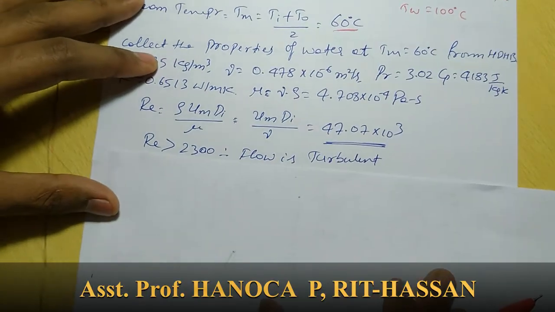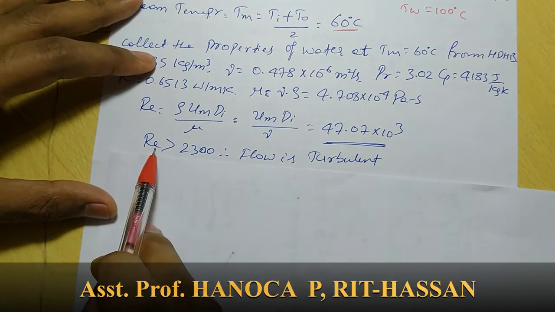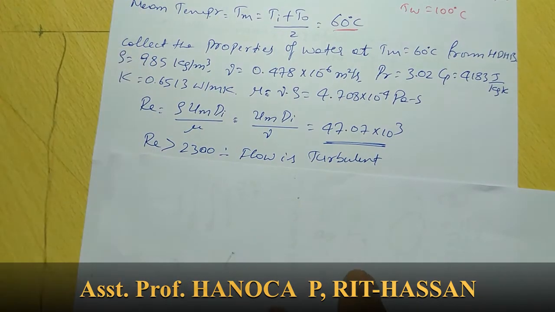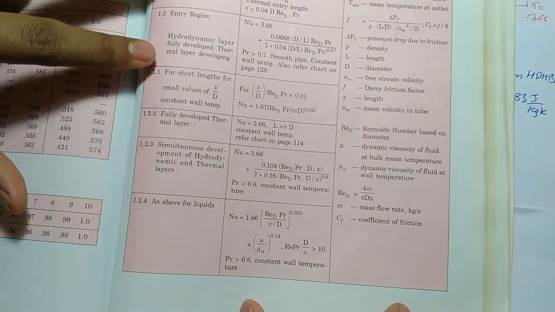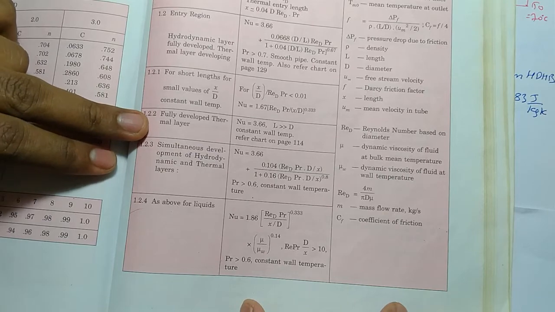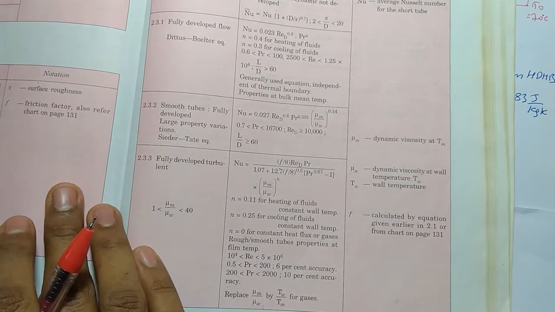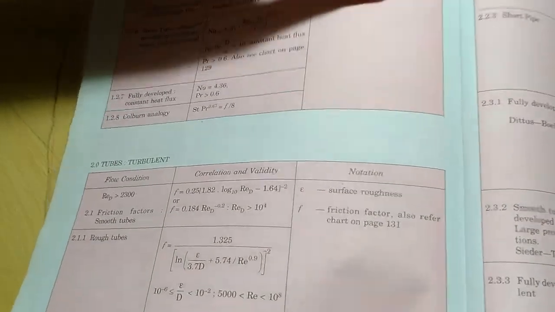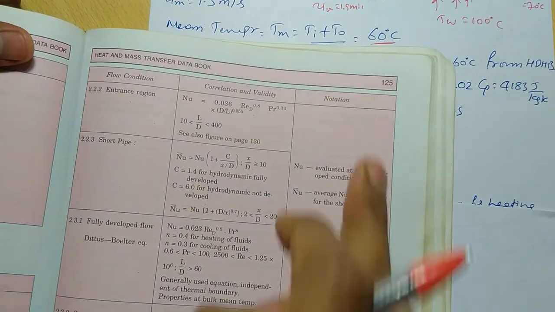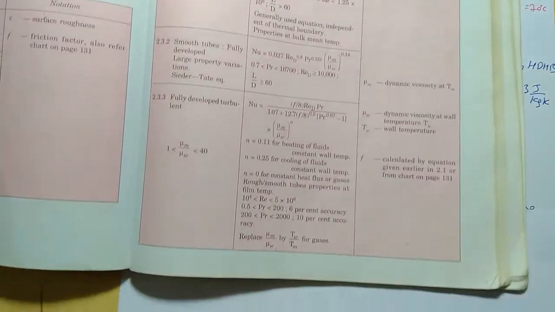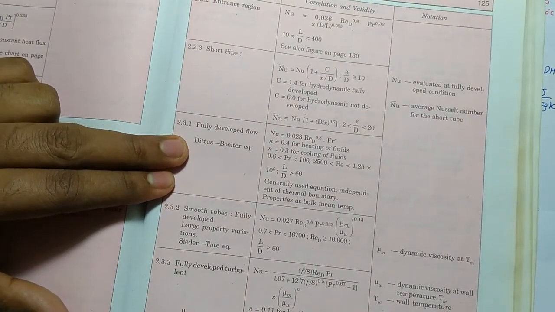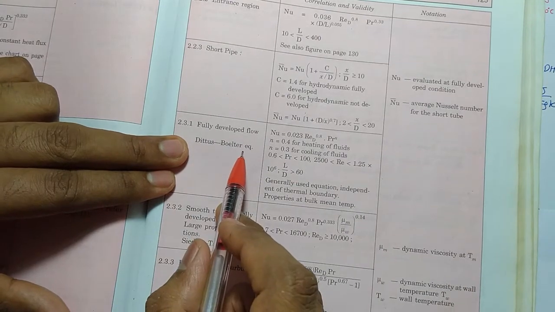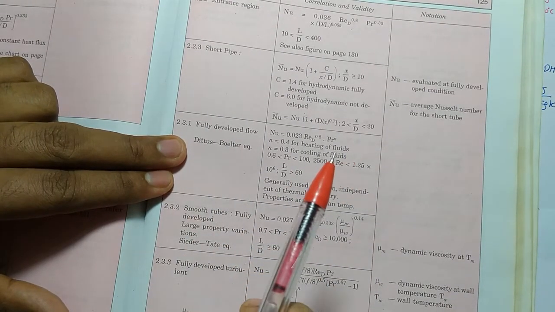Now the condition is turbulent flow. Based on this Reynolds number, we have to choose the Nusselt equation. In the laminar condition, I solved two cases: constant wall temperature and constant heat flux. Now the condition is turbulent flow. Note the page number and also this equation. Here for fully developed flow, equation 2.3.1, the Dittus-Boelter equation, is the famous equation to solve turbulent flow in a pipe.